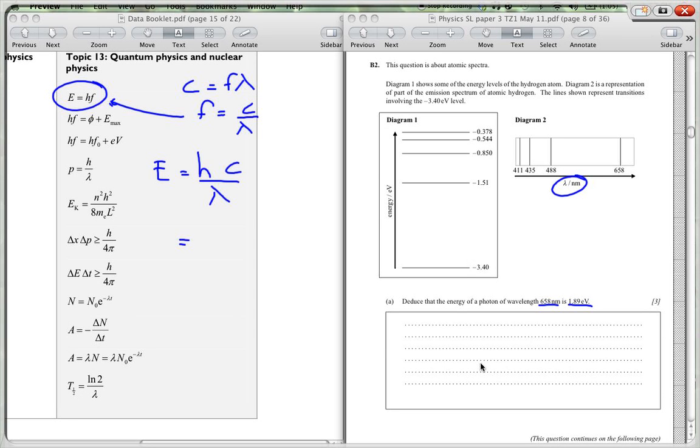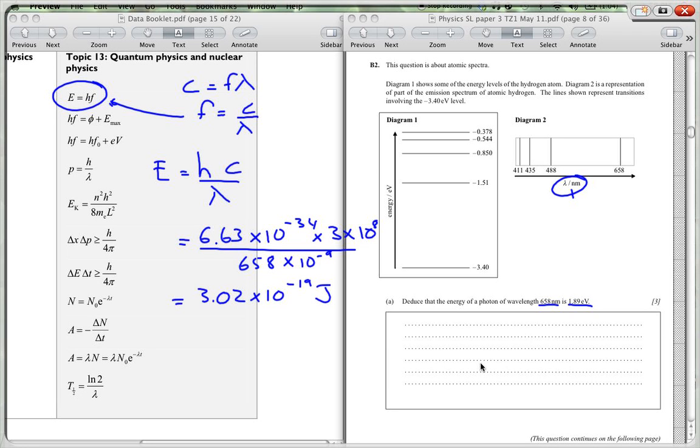So we're going to put into that equation hc over lambda. So h is 6.63 times 10 to the negative 34, times the speed of light, which is 3 times 10 to the 8, divided by 658 nanometers. The nano is 10 to the minus 9, so times 10 to the negative 9. When we calculate that, that is 3.02 times 10 to the negative 19, and your answer there would be in joules.